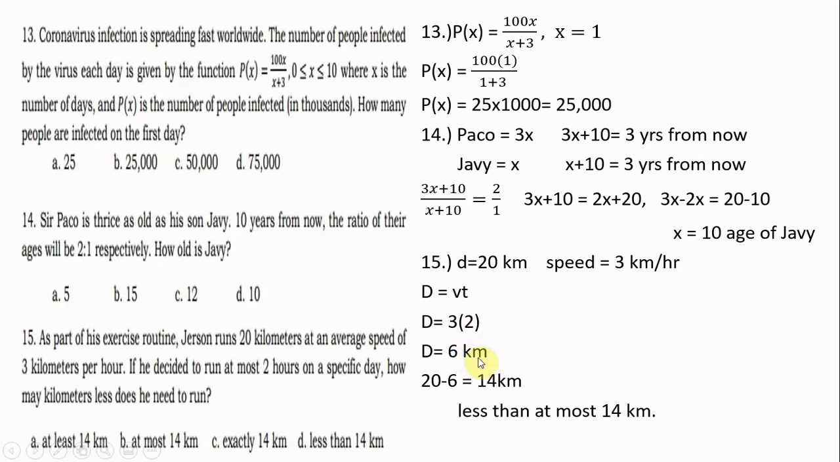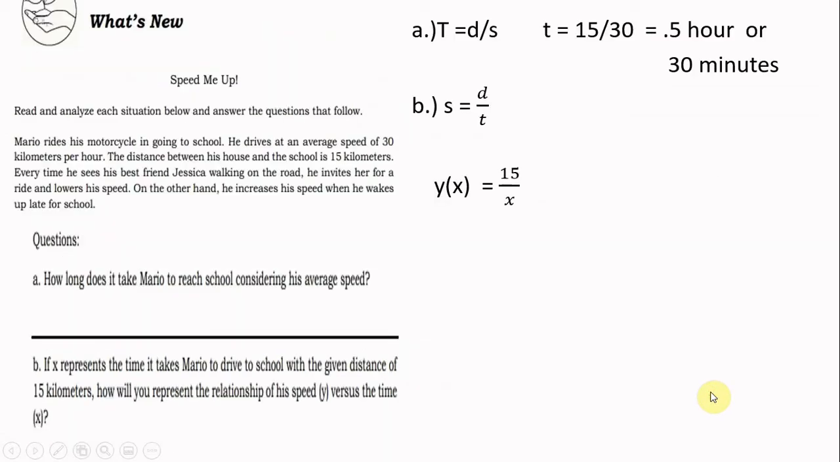But his routine is 20 kilometers. Now, 20 minus 6 equals 14. So 14 less. He ran today 14 less than the other day. So less than at most 14 kilometers. Okay, now speed up. Okay, here it is.